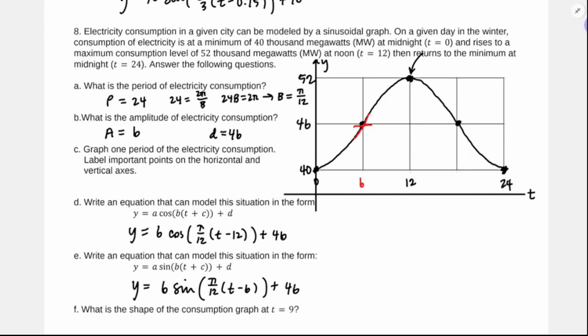All right, and what is the shape of the consumption graph at t equals 9? Okay, that would be right here between 6 and 12. The graph is increasing and concave down, and so we would say increasing and concave down, or increasing at a decreasing rate.